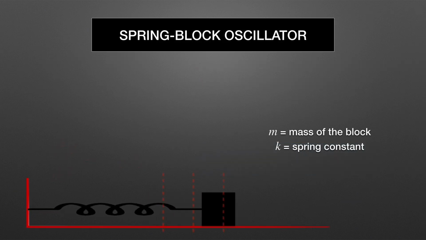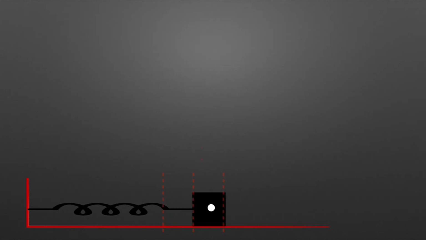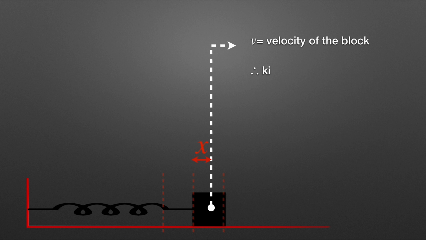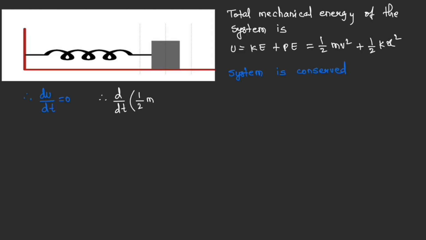Consider a block of mass m attached with a spring of constant k performing SHM. Let at a displacement x from mean position, the velocity be v. Therefore, the translational kinetic energy of the block is half mv square. The potential energy of the stretched spring will be half kx square. The total mechanical energy of the system is conserved. Therefore, the derivative of total energy with respect to time is 0.